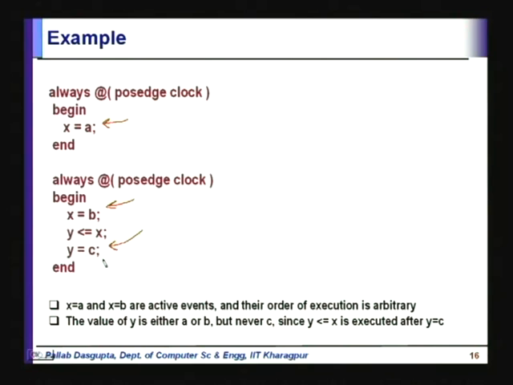Thereafter, suppose there are no other active events, then we will go to the non-blocking assignment. There, x will be assigned to y, okay. So, to conclude, x equal to A and x equal to B are active events and their order of execution is arbitrary. They are in the same list of the timing wheel and they can be ordered in any way. The value of y is either A or B, but never C. Why? Because this statement is executed after this one, and the value which this one is going to get is either A or B, clear?